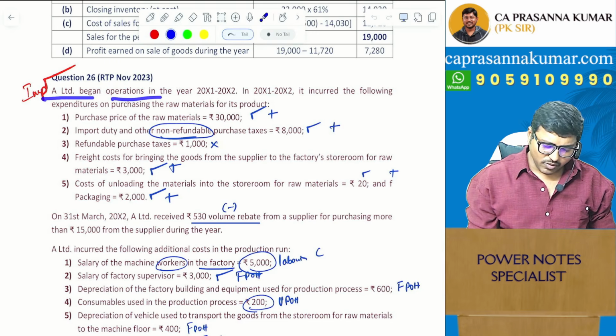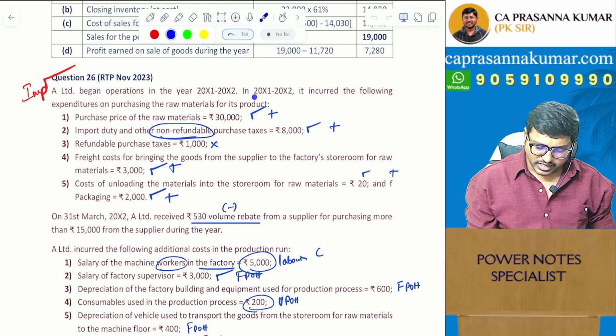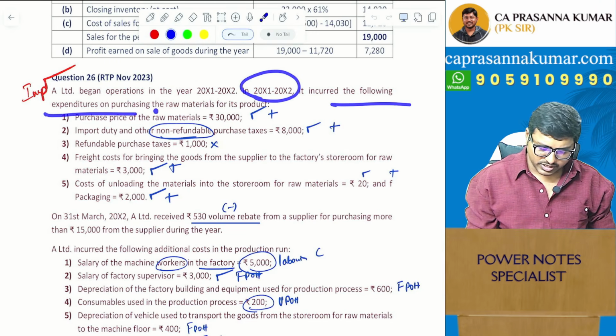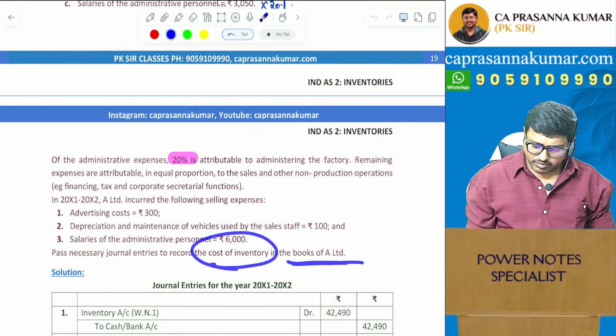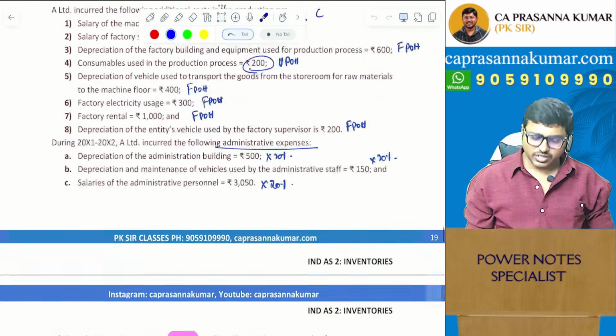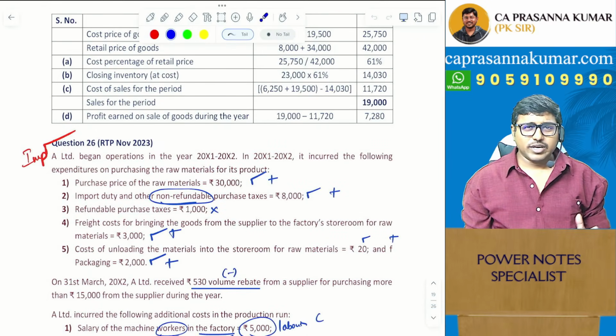A Limited began operations in the year X1. In X1, it incurred the following expenditure on purchasing the raw material for its product. All you have to do is find out the cost of inventory in the books of A Limited, as well as pass journal entries. So let's try to find the cost of inventory.